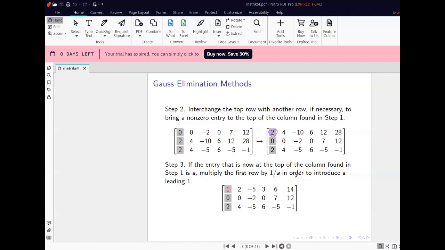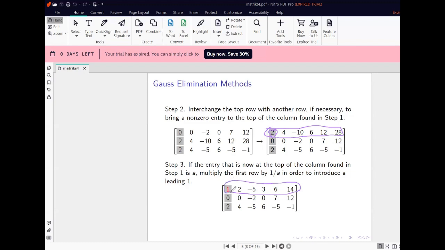To make it 1, we cannot use that, because if you multiply this row by -1, the result is -2, and the sum is equal to 0, not 1. So to make it 1, we have to multiply this 2 with a half. So we have here 1, 2, -5, 3, 6, and 14. You see that when you multiply this with a half, this is the result.